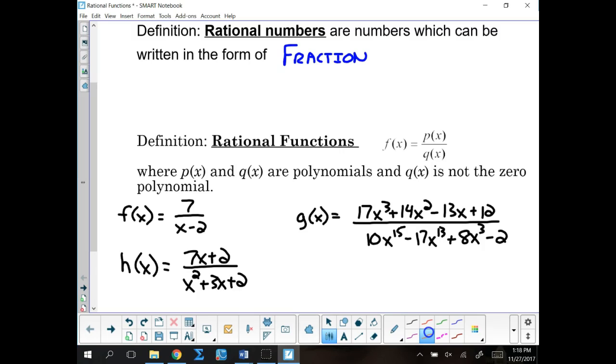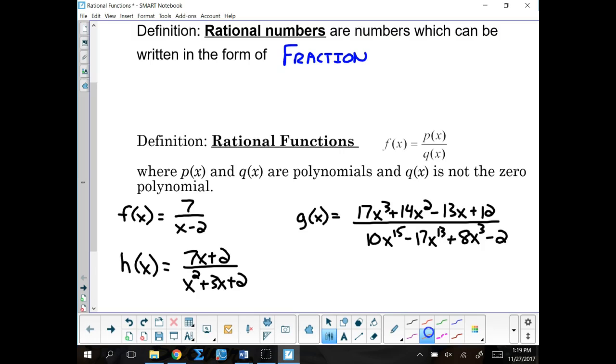Now, there's one kicker to being a rational function. What is it? Think about what we have here now. What can't be 0? The denominator can't be 0, which is different than x being 0. In this first one, in f, x can be 0, because I get negative 7 halves. In h, x can be 0, I get 1. In this one, x can be 0, I get negative 6.